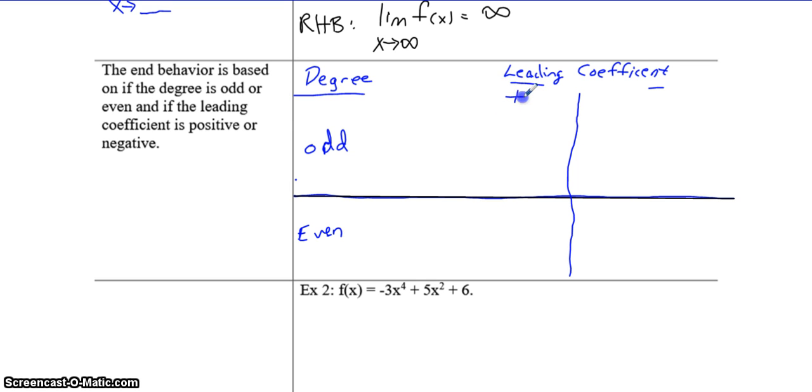So when the leading coefficient is positive, as we looked at before, that was what we had before, the 5x cubed. So the x cubed, it was an odd degree. 5 is a positive number. What ended up happening, as we saw before, our end behaviors were opposites.